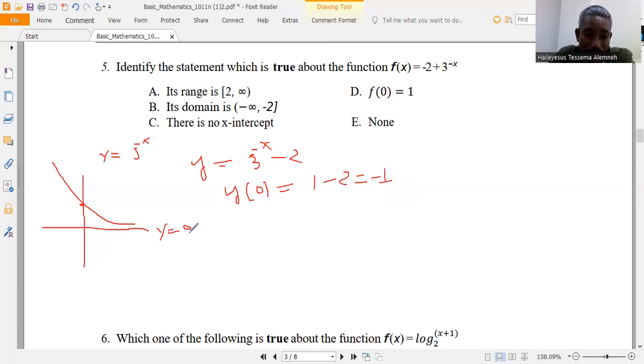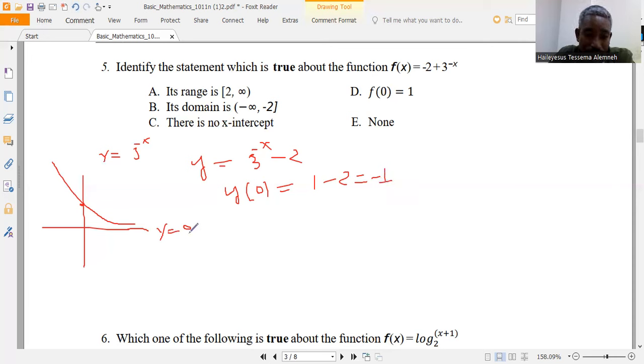And as x moves to negative infinity, what will be the y value? When x moves to negative infinity, the y value moves to positive infinity. The y value moves to positive infinity as x goes to negative infinity.